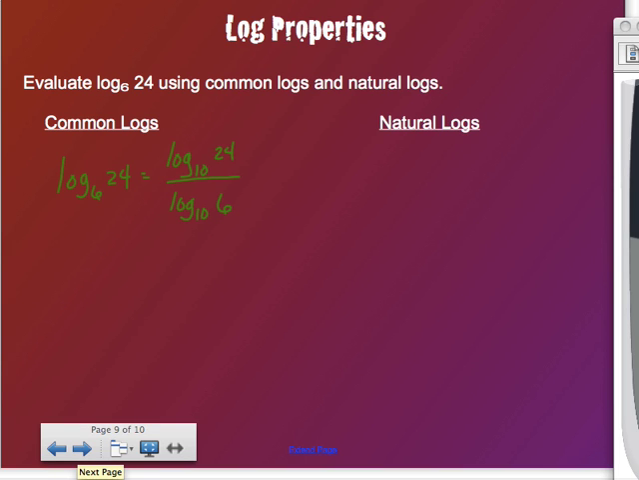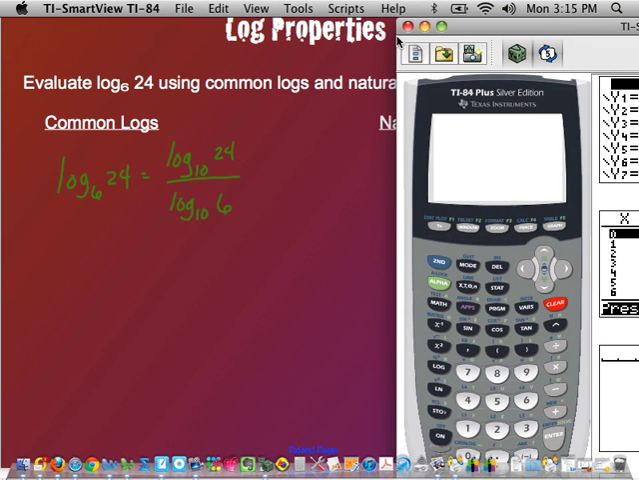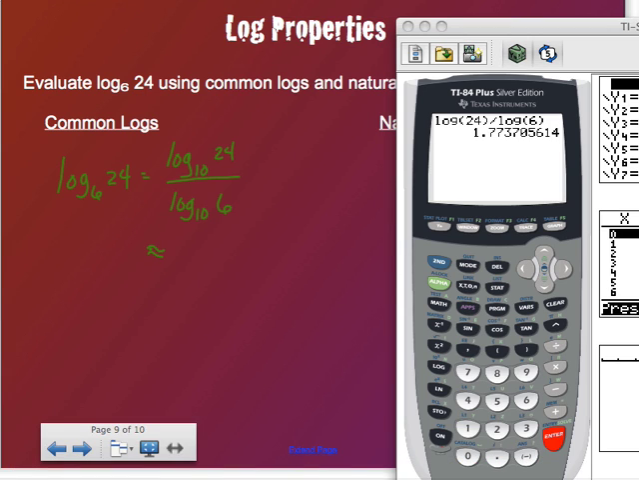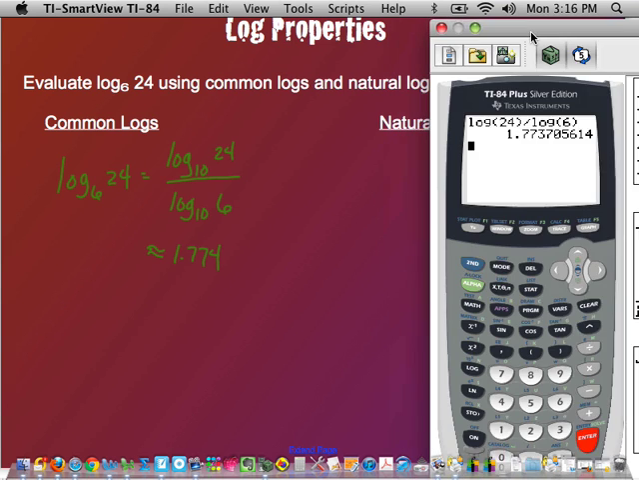Okay, if I do that, that allows me to use my calculator because now I've converted it all to base 10. So if I want to evaluate log base 6 of 24, all I'm going to do is take log, which is really log base 10, of 24, divided by the log base 10 of 6. When I hit enter, I should get 1.775, roughly. So if I come back to my problem here, I know I have roughly 1.774.